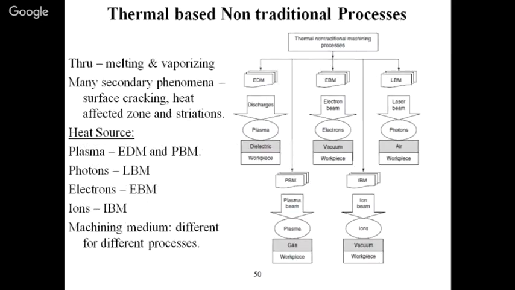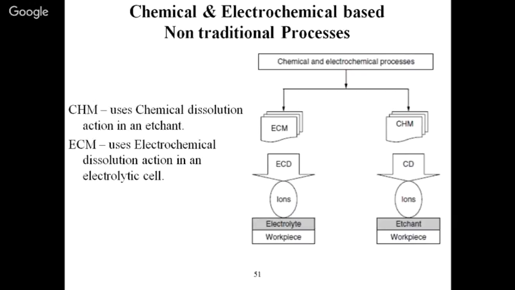Now the thermal based non-traditional processes: electrical discharge machine and electron beam machine, that means discharge, plasma, dielectric, then workpiece. Here electron beam, then electrons, vacuum, and I have already explained it. In electrical discharge machining, material is removed by rapid and repetitive sparks generated between the electrodes, anode and cathode, separated by a thin film of dielectric media. So this is very simple. These are the processes we also consider as advanced processes.